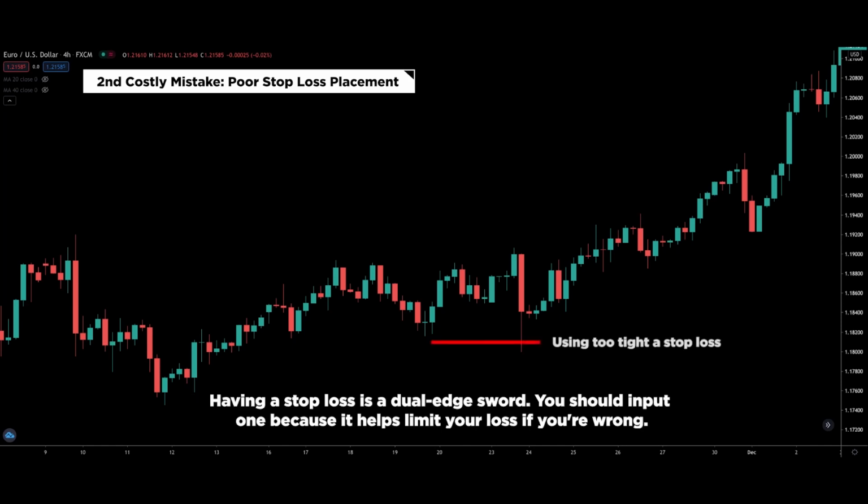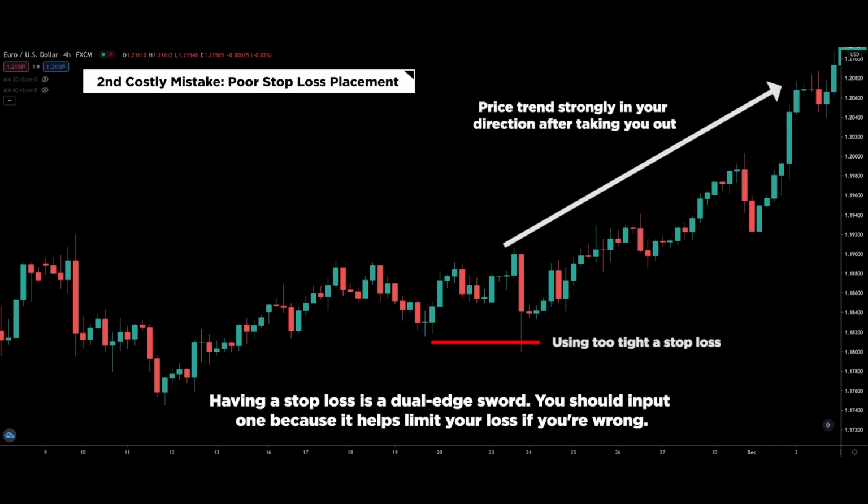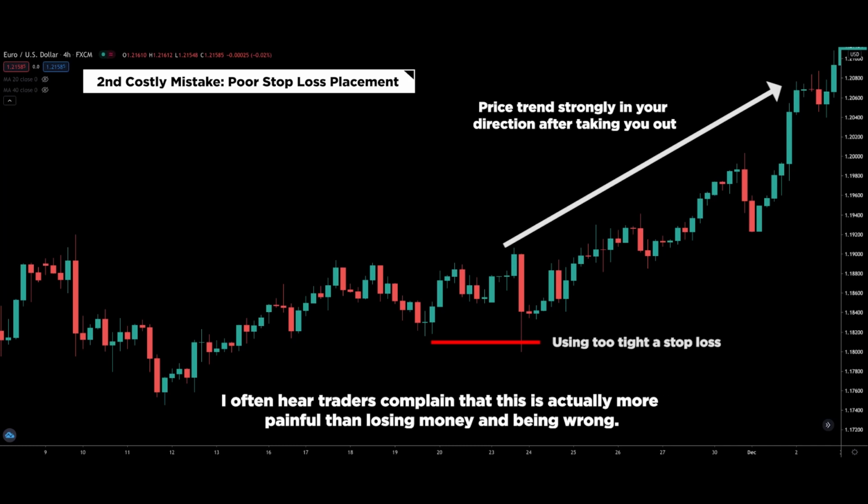You see, having a stop loss is a double-edged sword. Yes, you should input one because it helps limit your loss if you are wrong. But on the contrary, what happens if the price happens to trigger your stop loss and then go in your intended direction? I often hear traders complain that this is actually more painful than losing money and being wrong. And well, it should be, because think of it, you lost money even though you were right about the direction.